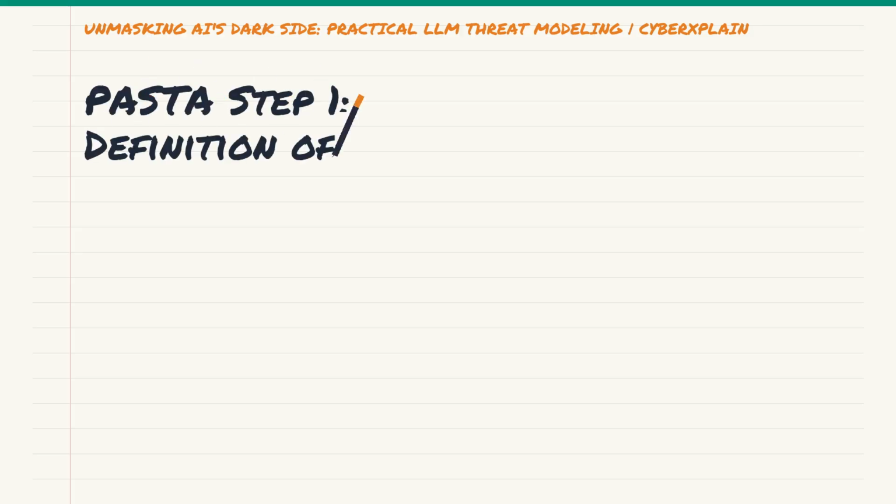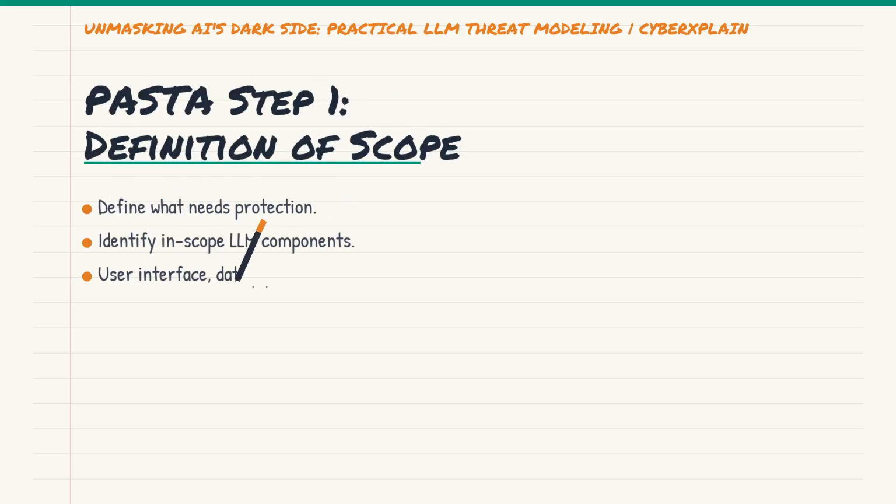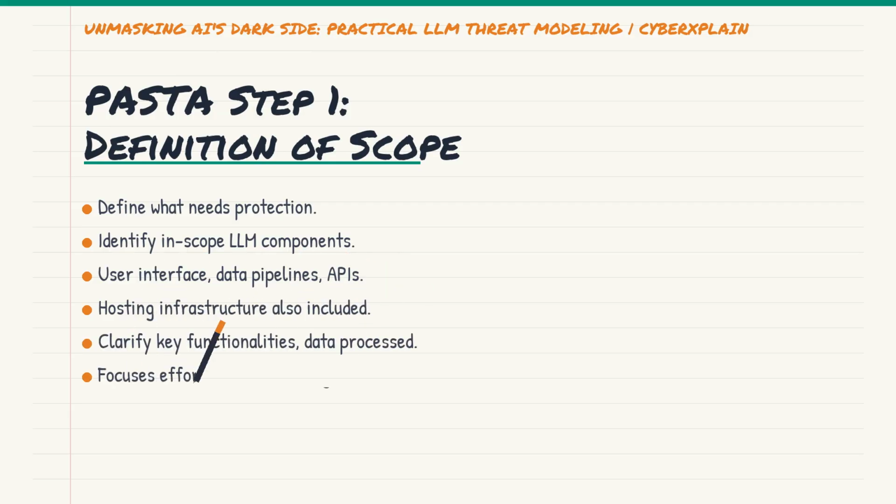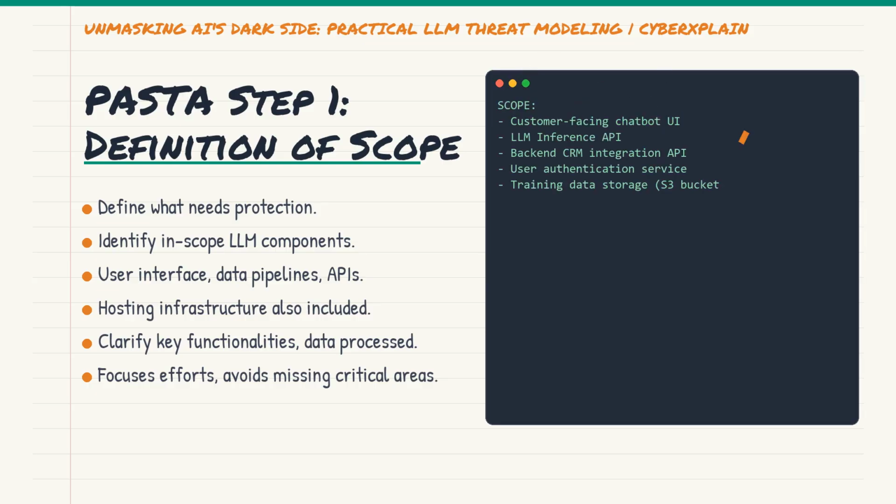The first step in PASTA is all about defining your scope. Before you can secure anything, you need to know exactly what you are trying to protect. For an LLM application, this means identifying which components are in scope. Is it just the LLM itself, or also the user interface, the data pipelines, the backend APIs it interacts with, and the hosting infrastructure? What are the key functionalities? What data does it process or store? Clearly outlining these boundaries helps you focus your efforts and ensures you don't waste time on irrelevant areas or, worse, miss critical parts. Be as granular as possible.